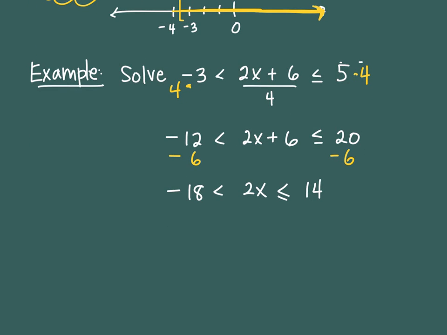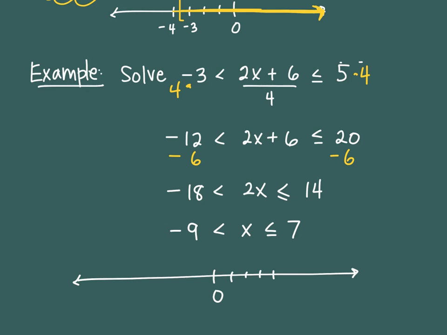Or equal to. And then my last step would be to divide everything by 2. And again, I'm not dividing by negative numbers, so I don't have to change the sign. So I'll have negative 9 less than x less than or equal to 7. And I'll graph that on a number line. So 1, 2, 3, 4, 5, 6, 7, 1, 2, 3, 4, 5, 6, 7, 8, negative 9.